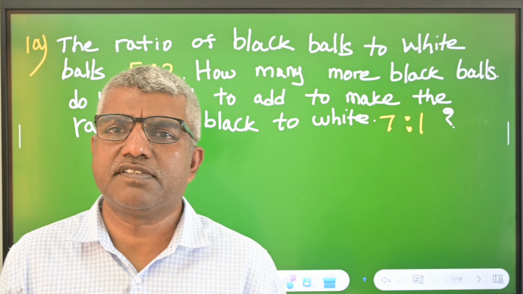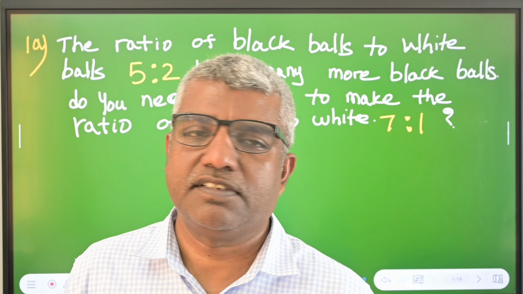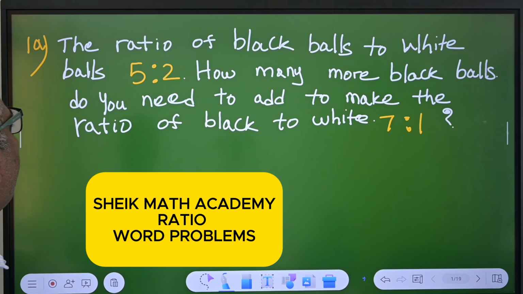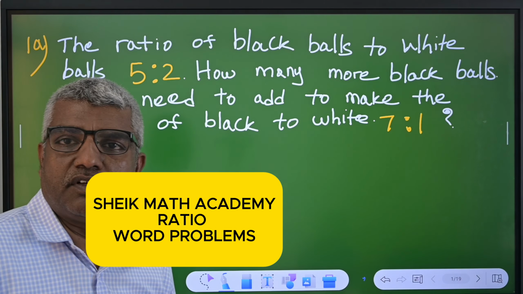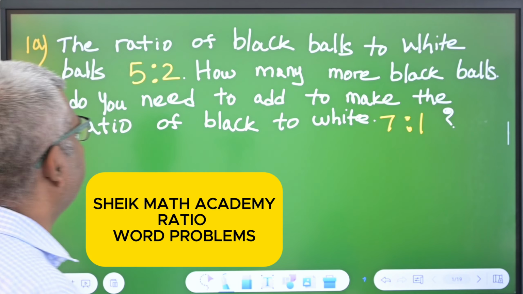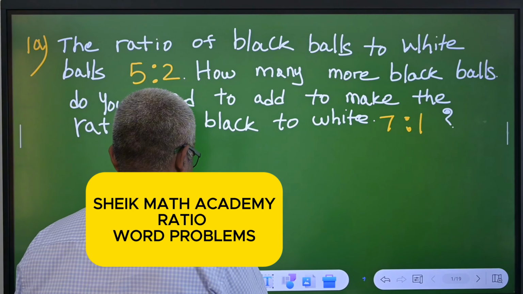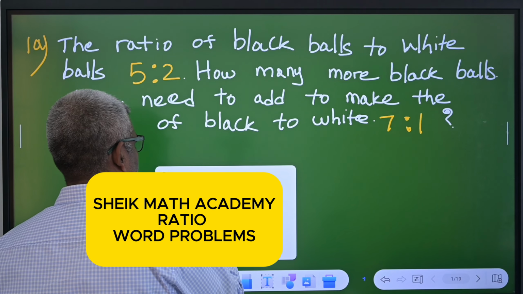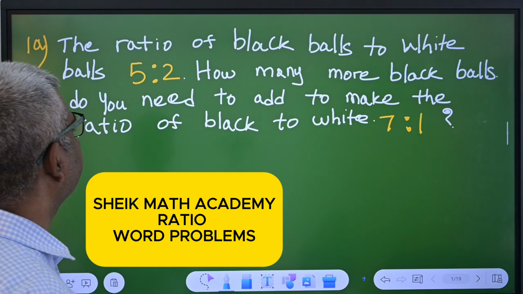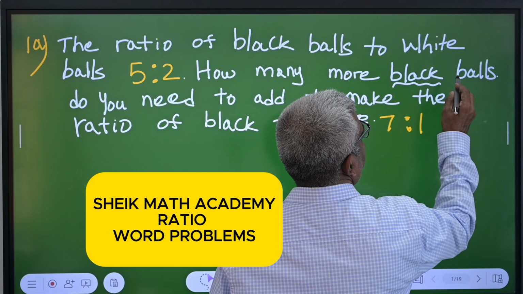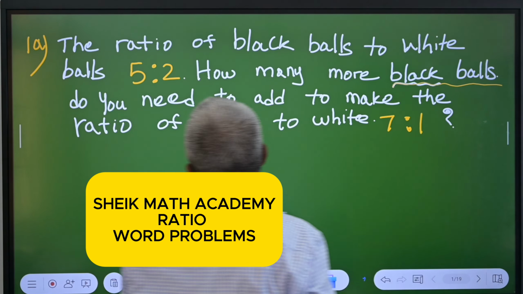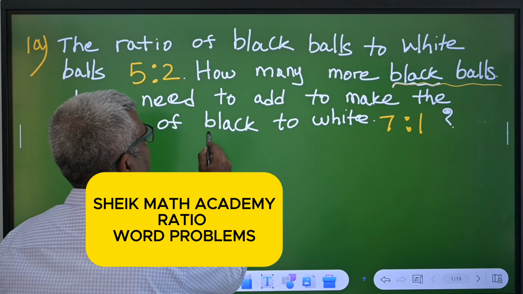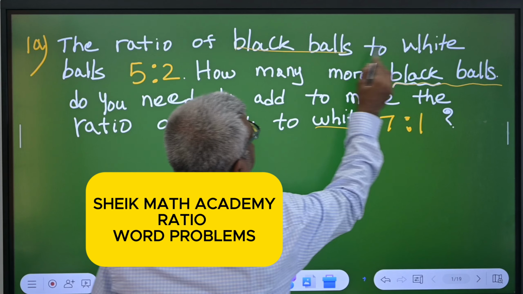In this lesson we are going to see ratio word problem questions. Now look at the question. The ratio of black balls to white balls is 5:2. How many more black balls do we need to add to make the ratio of black to white 7:1? Here also black to white, here also black to white.